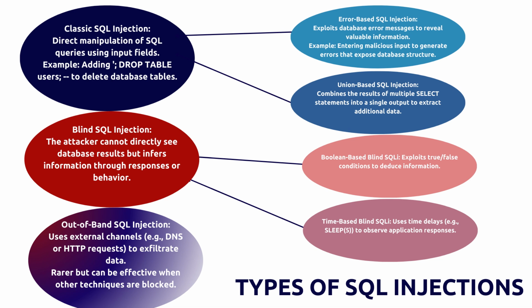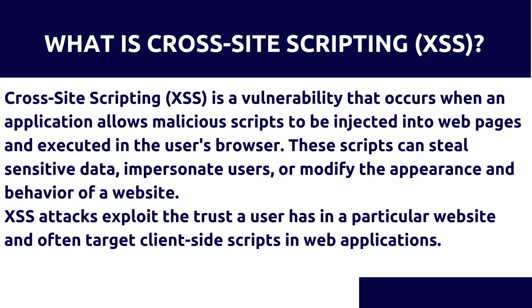Another type of SQL injection is the union-based SQL injection, which combines the results of multiple SELECT statements into a single output to extract additional data. What is an example? UNION SELECT username, password FROM admin_users --. We have number 5, which is the out-of-band SQL injection. This uses an external channel like DNS or HTTP requests to exfiltrate data. Rarer but can be effective when other techniques are blocked.